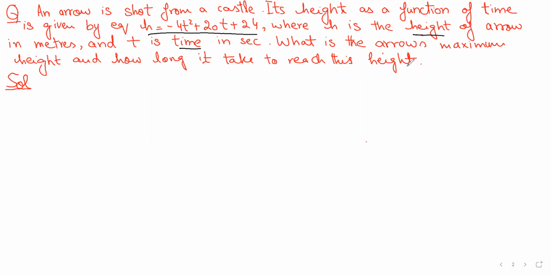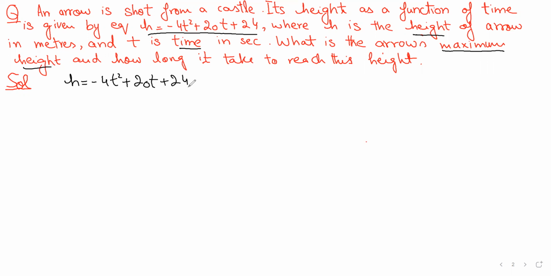Now he's asking me about the height as well as the time. So what is the maximum height? Whenever we are asked for the maximum height, that means we have to find the vertex. In order to find the vertex, I'm going to write my equation as it is first: h equals negative 4t squared plus 20t plus 24.